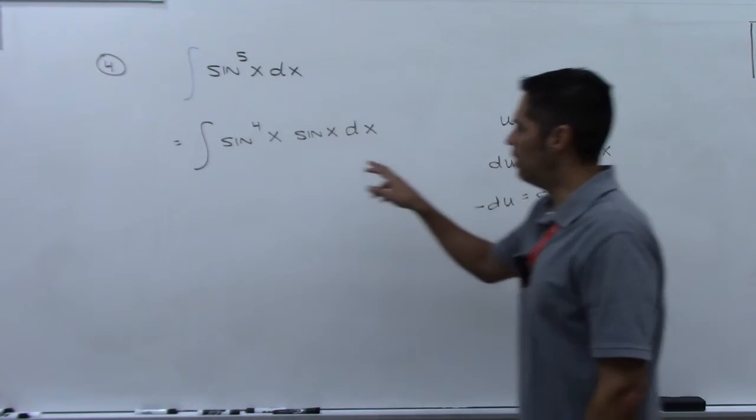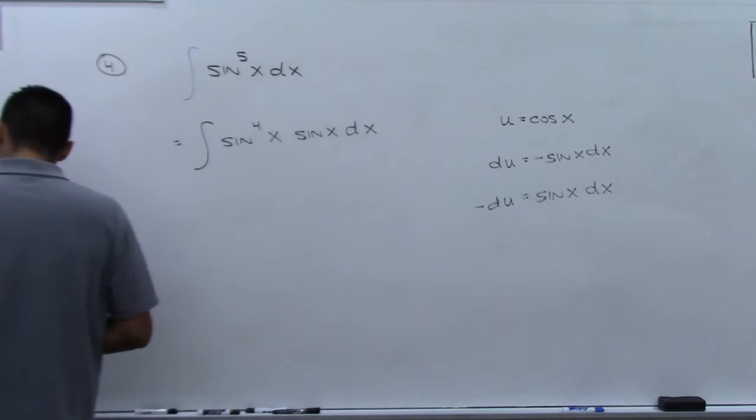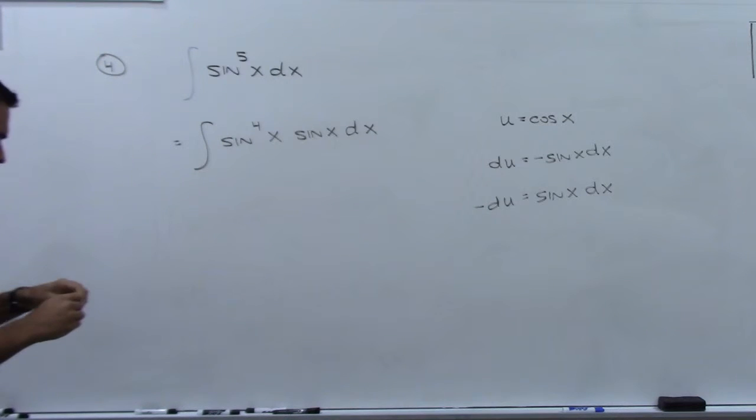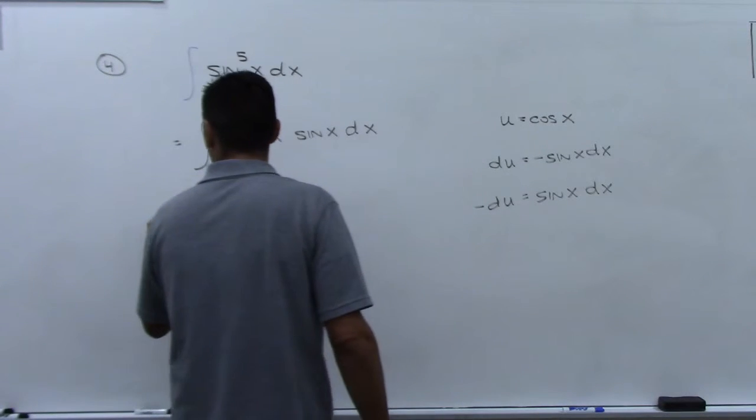But I don't have a cosine here. But that's okay because I can rewrite that sine in terms of cosine. I'm going to use the Pythagorean identity to do it.